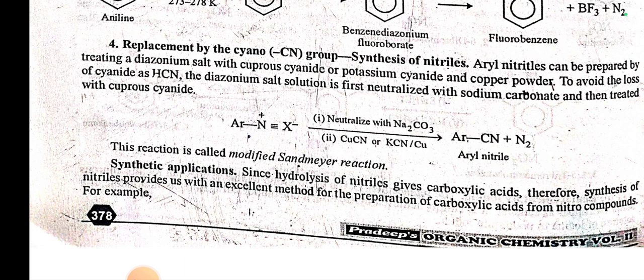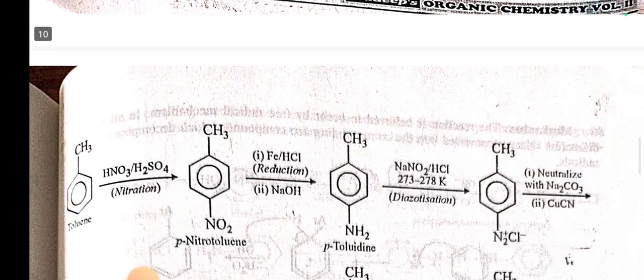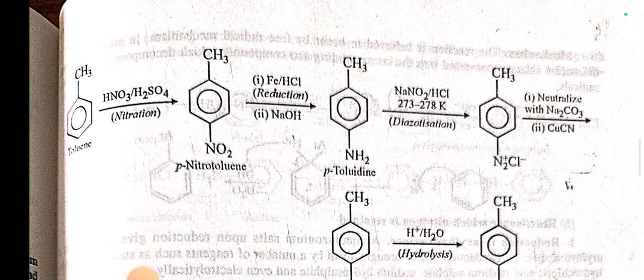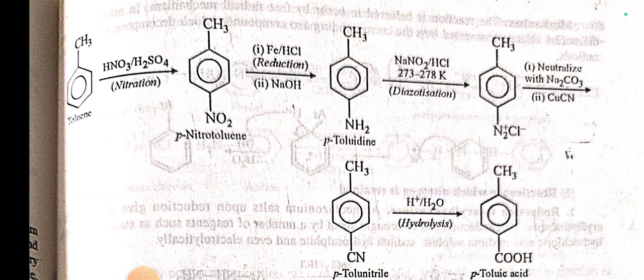Synthetic application. Since hydrolysis of nitrile gives carboxylic acid, therefore synthesis of nitrile provides us with an excellent method for the preparation of carboxylic acid from nitro compound. For example, toluene in presence of HNO3/H2SO4 on nitration gives para-nitrotoluene.